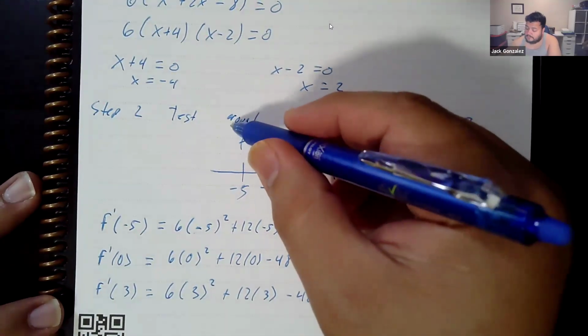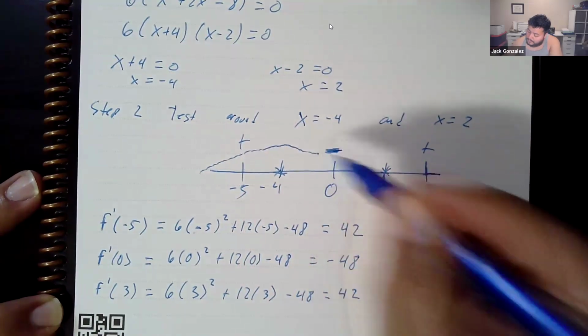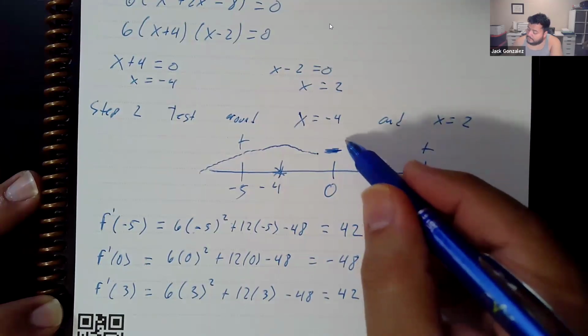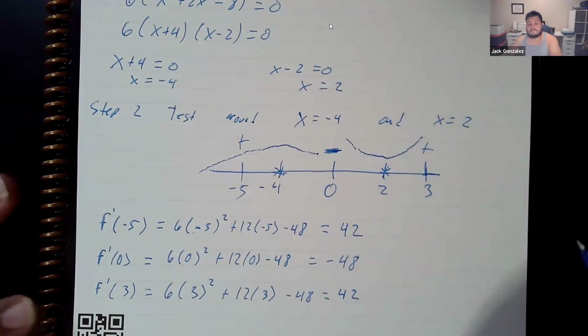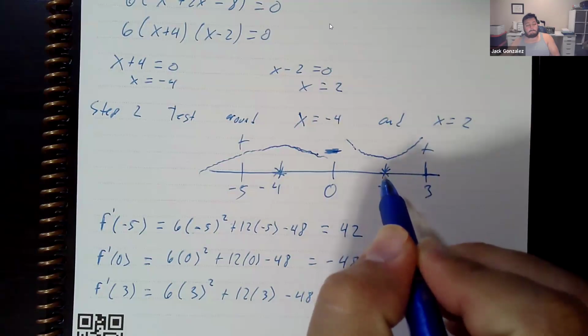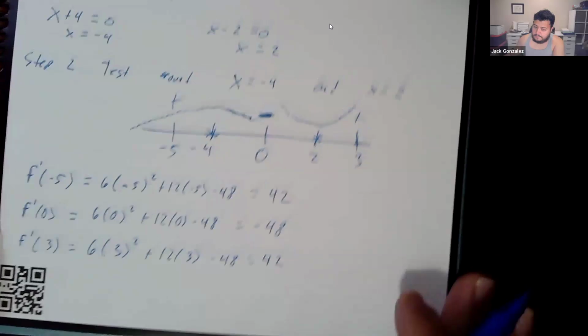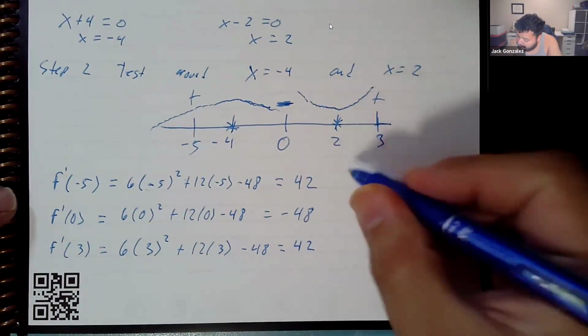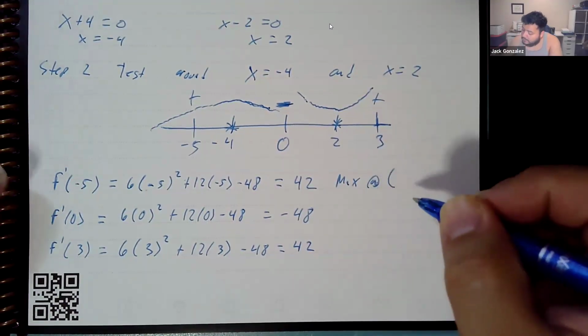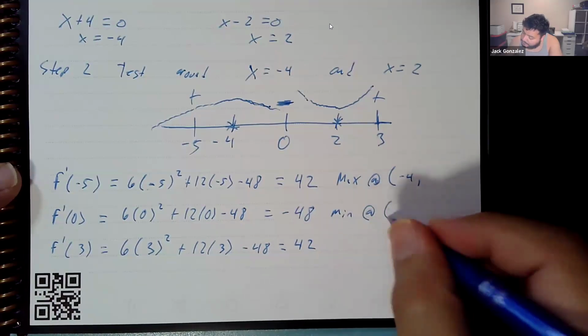So we have increasing and then decreasing, right? We have continued decreasing and then increasing. So over here, we have a maximum and a minimum. Do y'all see how the first derivative test works? So we have maximum at -4, comma something, minimum at 2, comma something.